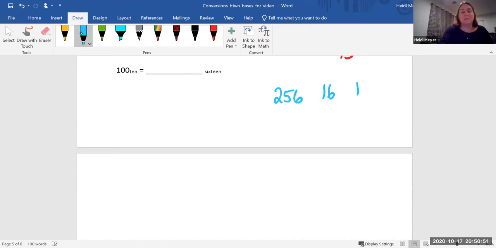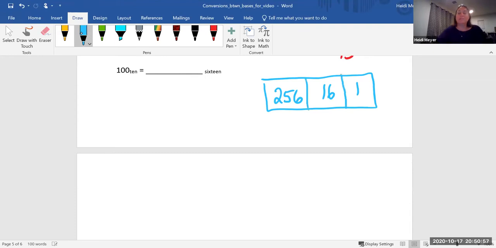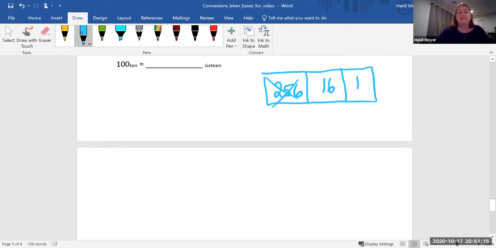And you can see I'm getting started on working this problem. I've overdone it with place value because we're trying to write the number 100 in base 16, and a group of 256 won't fit in. So I'm not going to need that. I'm not going to use that. I'm going to start with 16 and say, how many times does 16 go into 100?